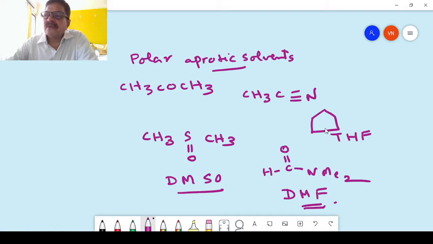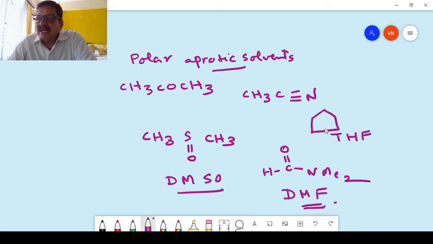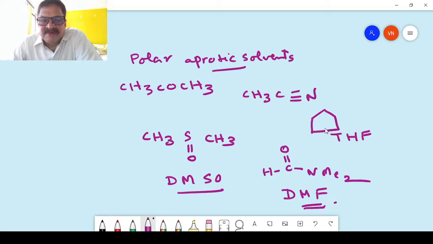Now, polar aprotic solvents exhibit dipole-dipole interaction only. There is no hydrogen bonding there. They have no NH bond or OH bond. Therefore, they are incapable of hydrogen bonding. Now, they solvate only cations well, because of ion-dipole interactions. They solvate only cations by ion-dipole interactions.